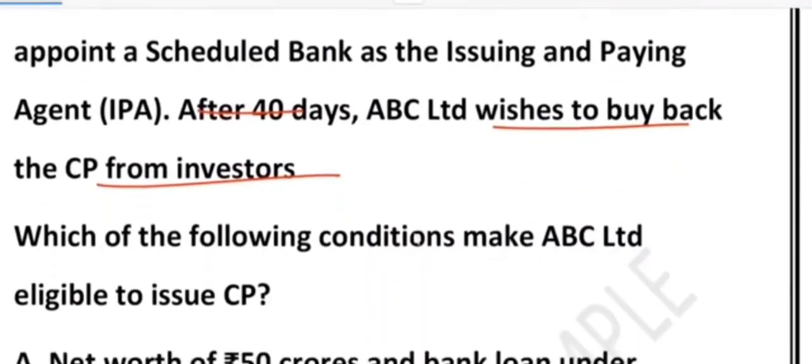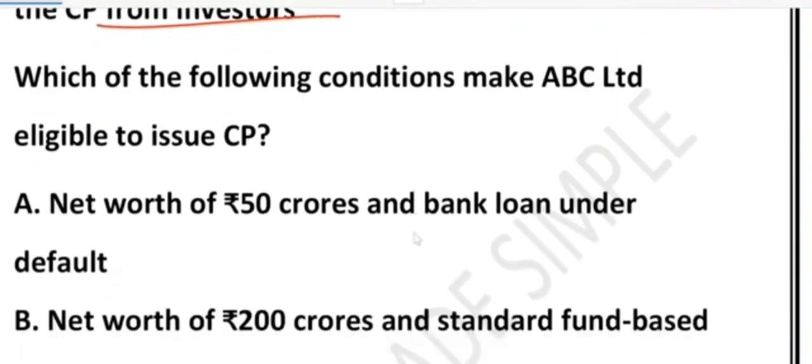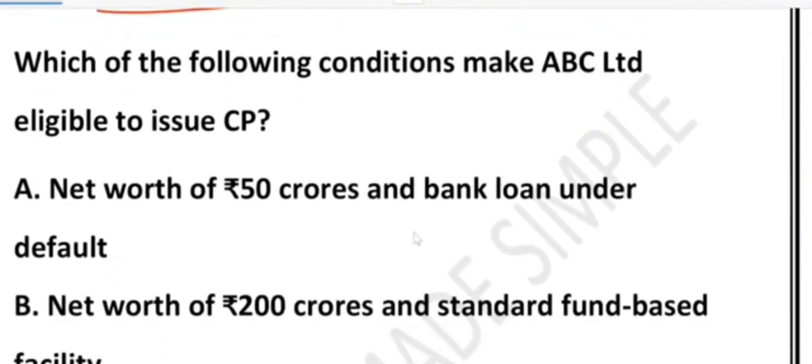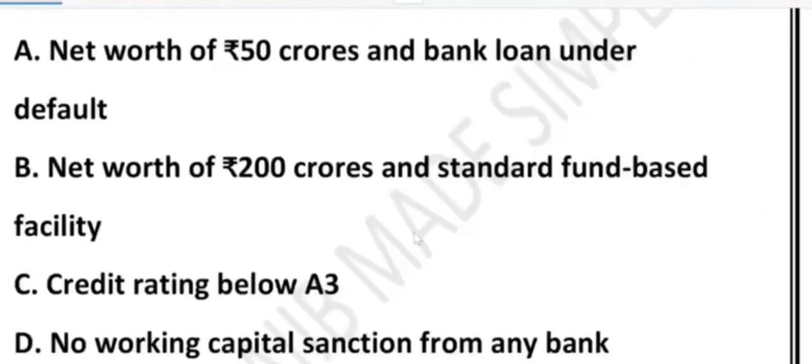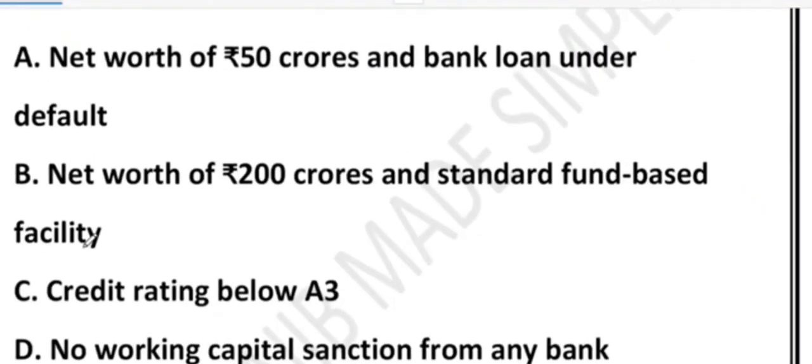Okay. They have appointed IPA. After 40 days, they wish to buy back the CP. Now the question is, which of the following conditions make ABC Limited eligible to use CP? Option A, net worth of 50 crore and a bank loan under default. Option B, net worth of 200 crore and a standard fund based facility. Option C, credit rating below A3. Option D, no working capital sanction from any bank.